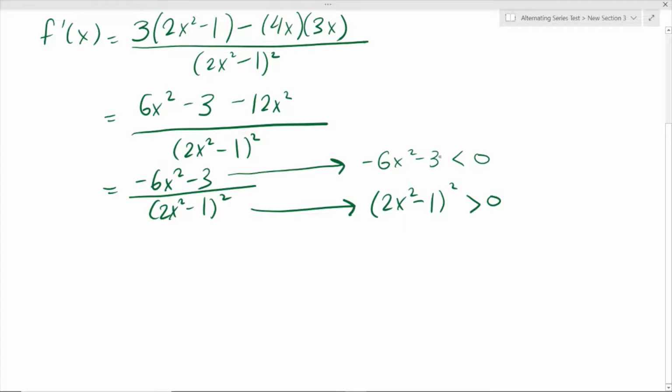And since this numerator is less than 0 and the denominator is greater than 0, we have a negative and a positive. A negative divided by a positive will give us a negative, so that would mean that this f prime of x, this whole thing, is negative. So we can say that this whole thing is less than 0. And since the whole thing is less than 0, therefore f of x is decreasing.